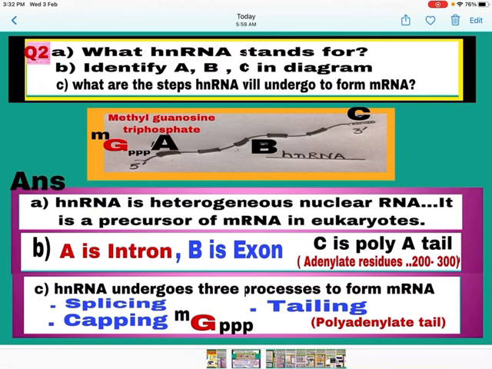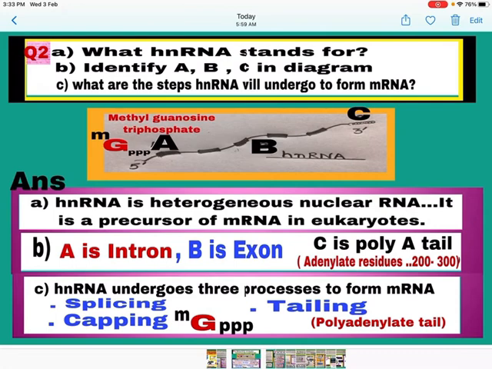Note important point about hnRNA. It is a precursor of messenger RNA and it is non-functional. Part B of question. Identify A, B, C in diagram. See the diagram. Dark shaded part A is intron, light shaded part B is exon and C is poly A tail having adenylate residues which are 200 to 300 in number.